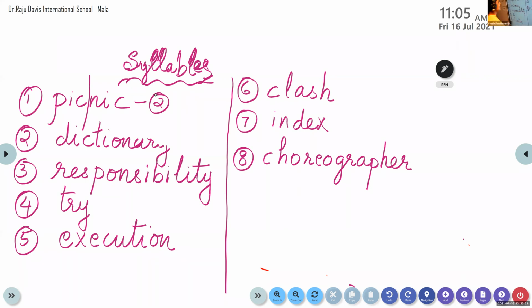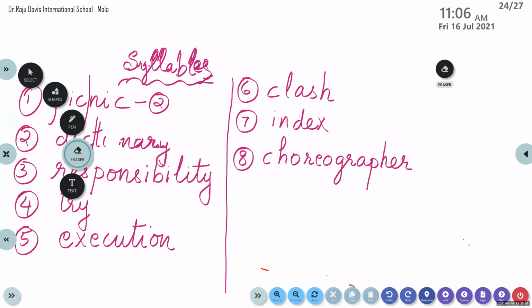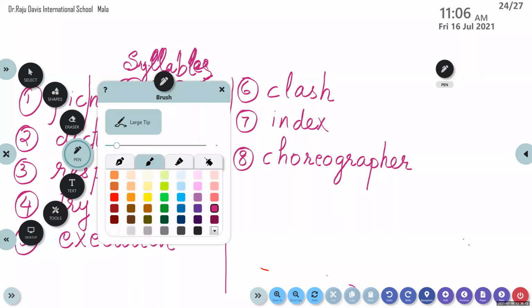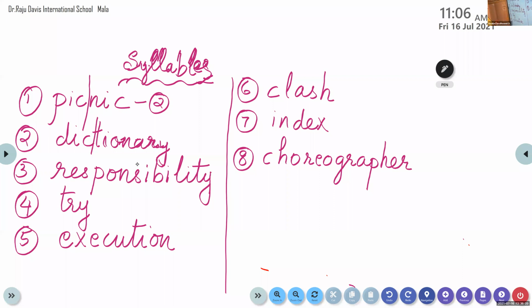Then, Al Asfan, tell me how many syllables are there in the word dictionary? 4. Exactly. Can you tell me how did you divide it? How did you divide the word? Your answer is correct. Tell me. How do you divide it? Dictionary. Yes. Diksha. Here, this one. Just a moment. Dictionary. Yes. 1, 2, 3, 4.